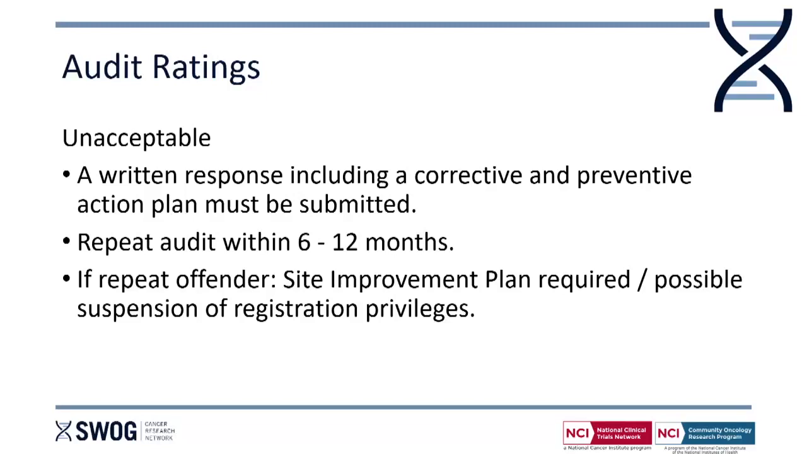If you've been unacceptable more than once, we're going to ask for the CAPA, we're going to see you in a year, and we're going to ask for a site improvement plan. That's a little bit more involved than just the CAPA. There's probably some process issues or some structural issues at your site that we need you to think about and see if you can work on. If it happens more than twice, then there could be a chance that your registration privileges are going to be suspended. I've not seen that happen yet, but there's always that possibility.